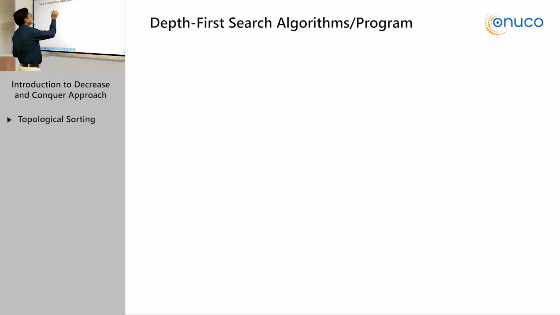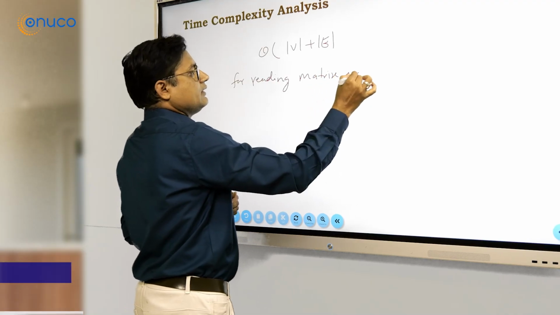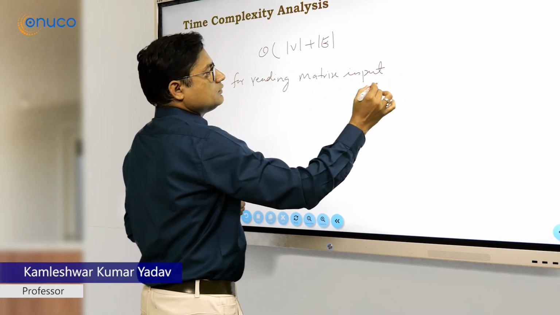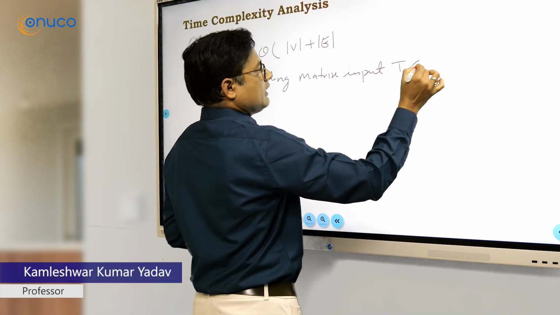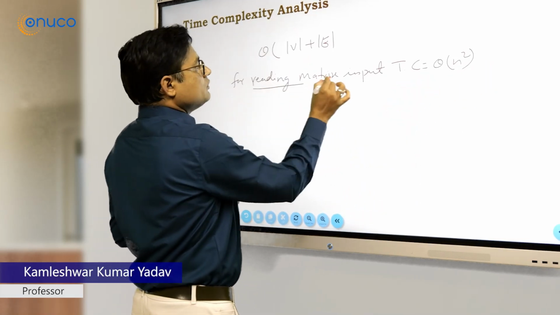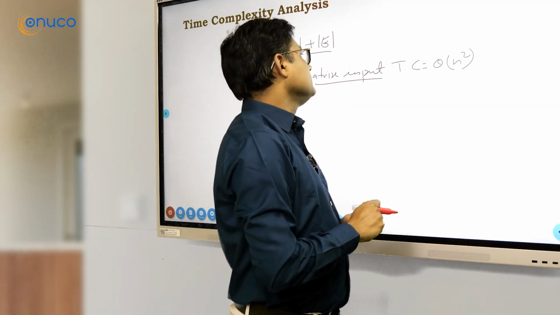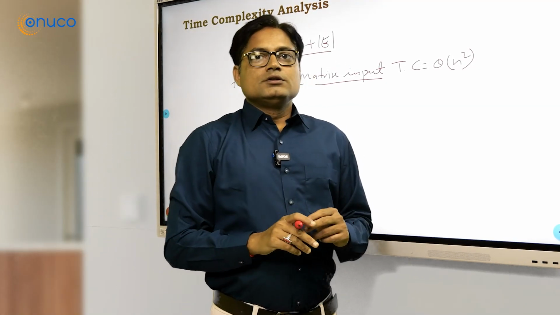So here under this we are going to discuss: time complexity is V plus E, and for reading the matrix input, time complexity will be theta of n square. To read the input, theta of n square, and overall, only DFS is theta of V plus E. Right? Thank you.